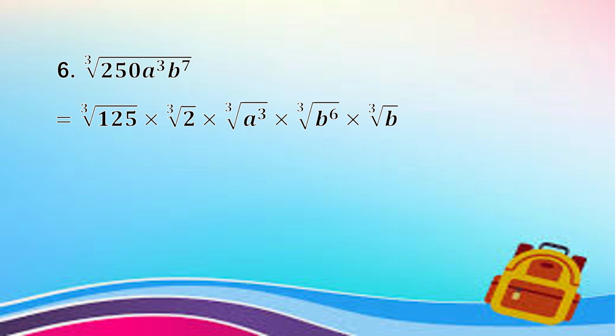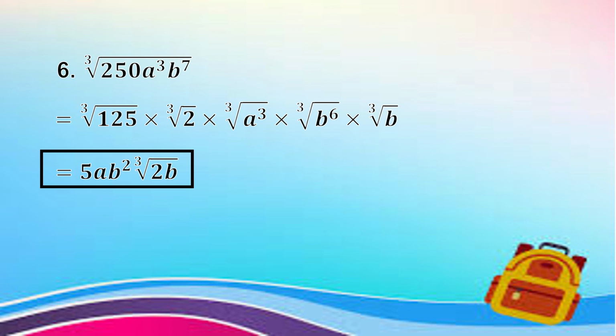So, simplifying that, cube root of 125 is 5 because 5 times 5 is 25, times 5 is equal to 125. Cube root of 2 will remain as cube root of 2. Cube root of a raised to 3 will be a. Cube root of b raised to 6 is equal to b squared. And then cube root of b will remain as cube root of b. So for the final answer, we have 5a b squared cube root of 2b.